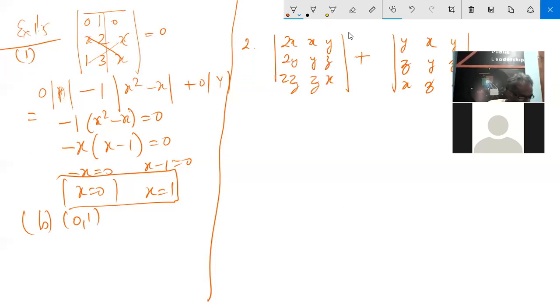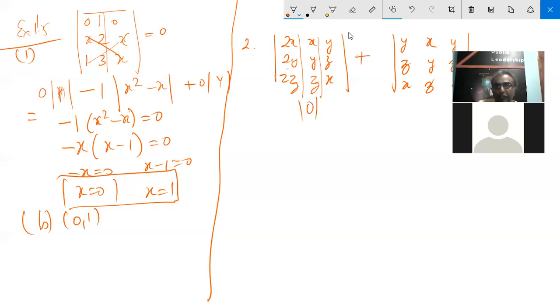So how to find out exercise 1.5? You have to now start multiplying. Let me start multiplying. Here, what we are having, there is a proportion: 2x, 2y, 2z, x, y, z. If they are proportional, then the value of the determinant is 0.